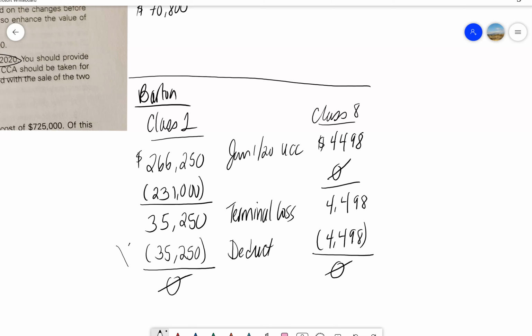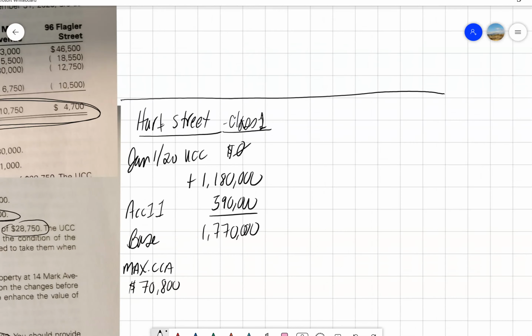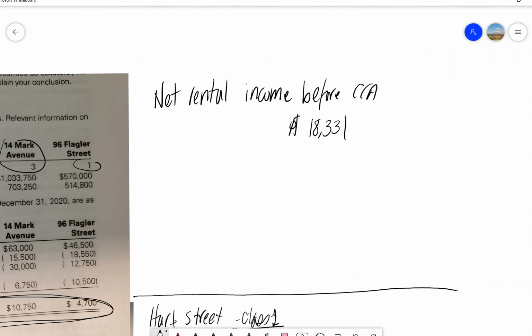So let's move these two amounts up to our calculation for net rental income. So we'll back up to net rental income. We're going to add the two terminal losses. So the first amount was $35,250, and the next amount was $4,498. So that's the Barton building. Let's look at Mark Avenue.